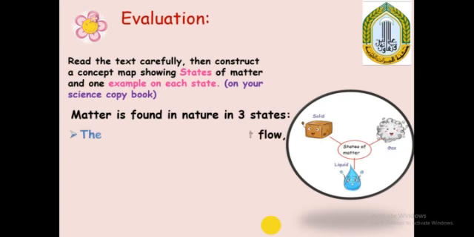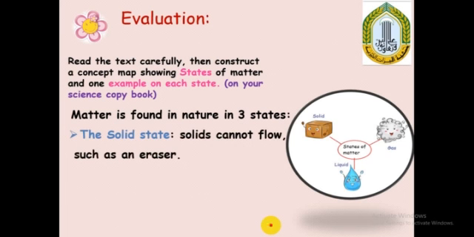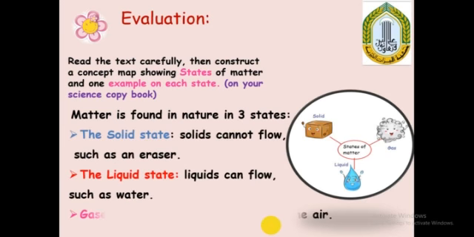Matter is found in nature in 3 states. The solid state. Solids cannot flow, such as an eraser. The liquid state. Liquids can flow, such as water. And the gaseous state. Gases can flow, like the air. One last time, don't forget the keys and the title.